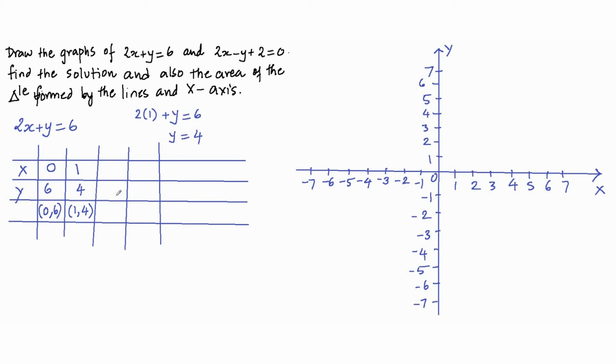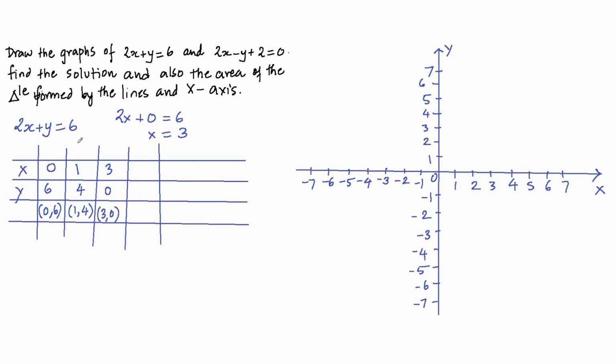Let us now check if y equal to 0 works. If y is equal to 0, let's see what happens. We get 2x plus 0 is equal to 6, which means x is equal to 3. So y equal to 0 and x equal to 3 works well for me. So this is (3, 0).